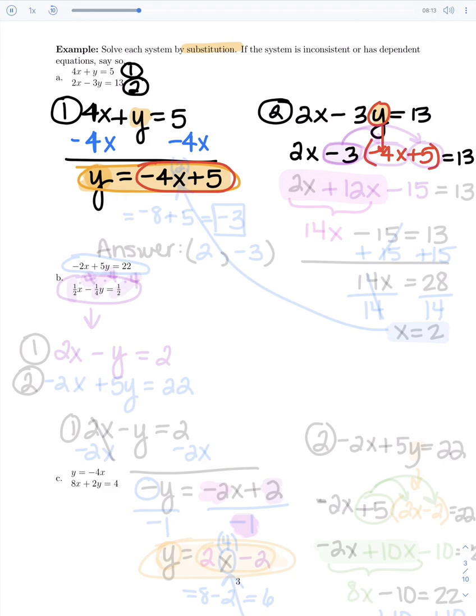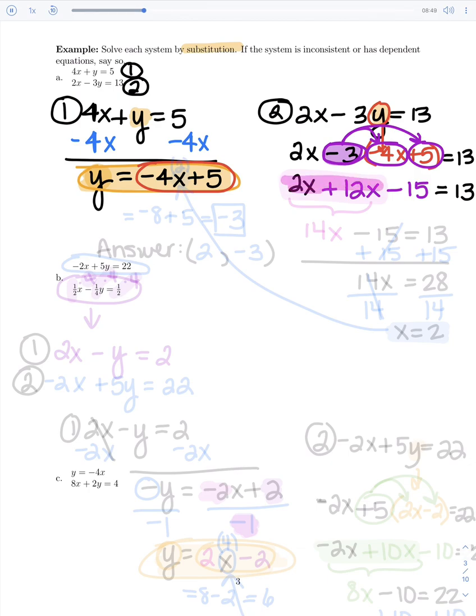Now what? Now I have to deal with my parentheses. I have a negative 3 out in front, and those parentheses are telling me I have to distribute my negative 3 to everything on the inside. So I'll end up with 2x out in front. That won't get touched. Negative 3 times negative 4x will give me positive 12x. Then the negative 3 times the 5 will give me negative 15 equals 13.